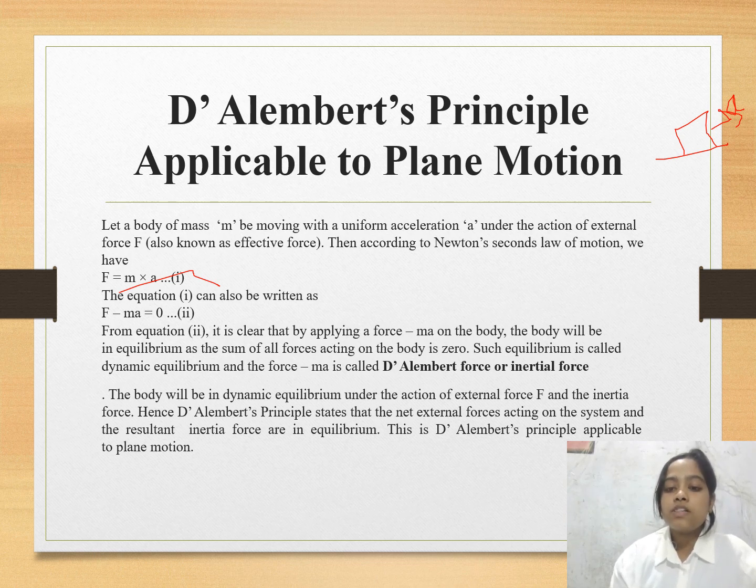Such equilibrium is called dynamic, and this force minus ma is called D'Alembert force or inertial force. So the body will be in dynamic equilibrium. It also states that the resultant force, that is F equal to minus ma, with the reverse effective force, that is minus ma or inertial force, are in equilibrium.